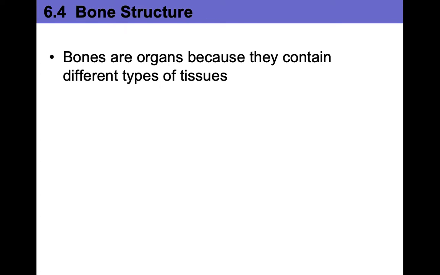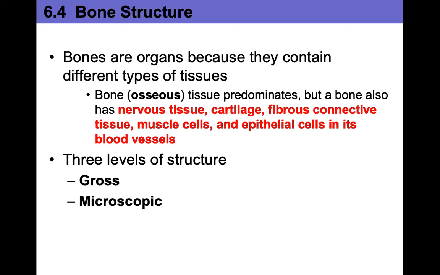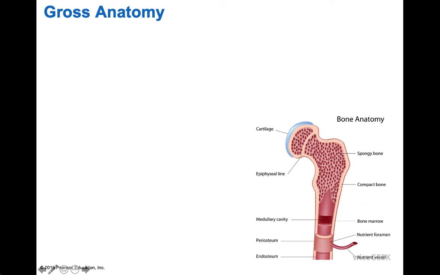Bone structure. Bones are organs because they contain different types of tissues, right? Osseous tissue predominates, that's the actual tissue, but a bone also has nervous tissue, cartilage, fibrous connective tissue, muscle cells, and epithelial cells in its blood vessels, right? So bones are alive. They're constantly being broken down and rebuilt. 3 levels of structure: gross anatomy, microscopic, and chemical. So this is what we're going to discuss right in here.